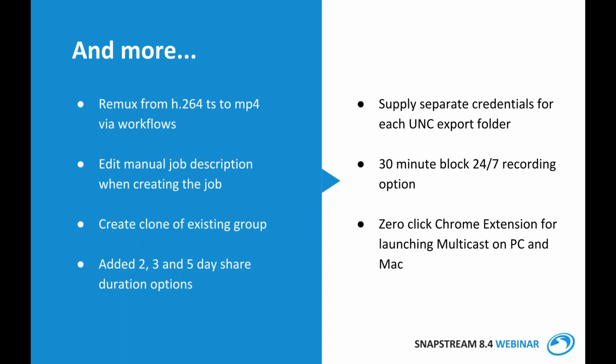We have added 2, 3, and 5-day share duration options when sharing clips. When sharing those clips, it allows SnapStream users to limit how long important clips can be viewed and downloaded by SnapStream Share email recipients. We've also added the ability to supply separate credentials for UNC export paths and 30-minute block recording time for 24/7 records, and added a zero-click extension to launch multicast viewing from the Chrome browser on a Mac or PC.